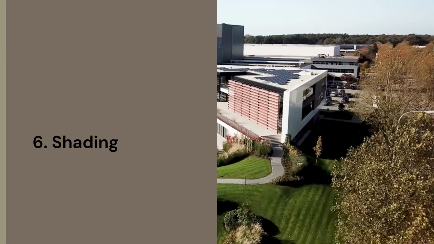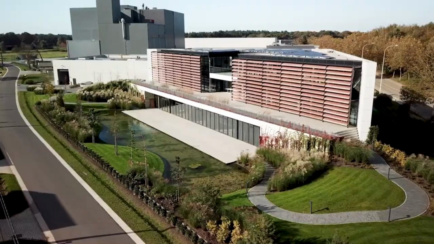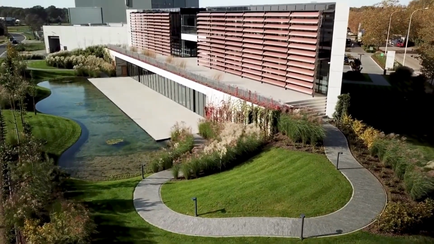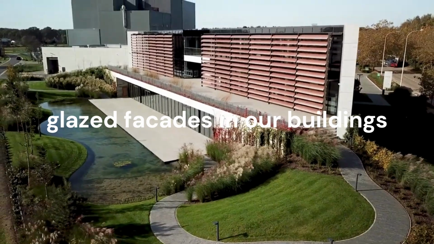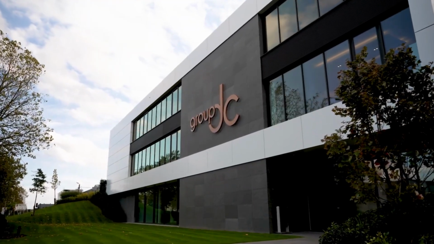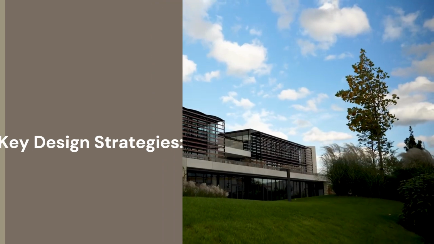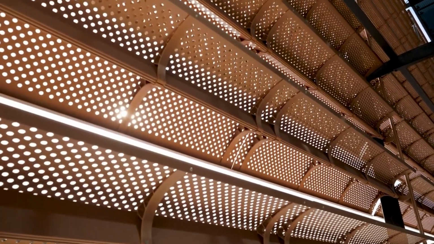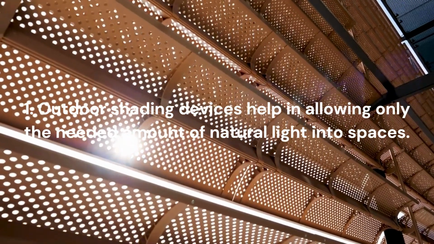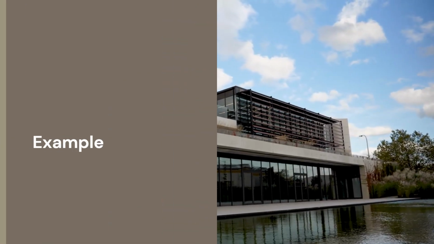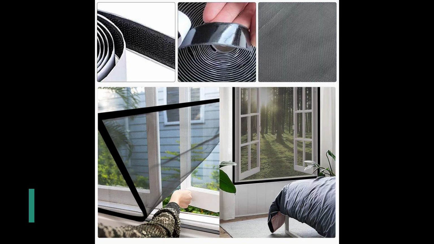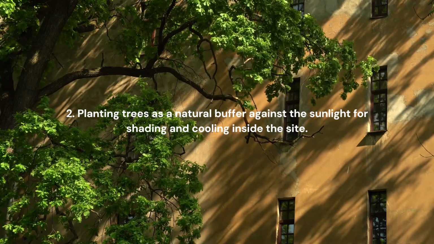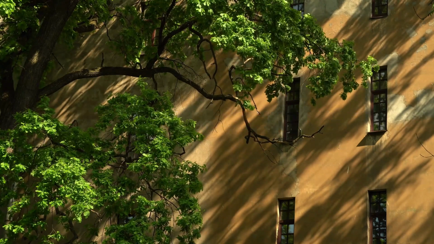6. Shading. Shading plays a really important role in reducing heat gain in places with hot climates. With the increase in the use of glazed facades in our buildings, the lack of optimal shading can result in excessive heat gain inside the buildings. Key design strategies. 1. Outdoor shading devices help in allowing only the needed amount of natural light into spaces. Example: pergolas, louvres, screens, etc. 2. Planting trees as a natural buffer against the sunlight for shading and cooling inside the site.